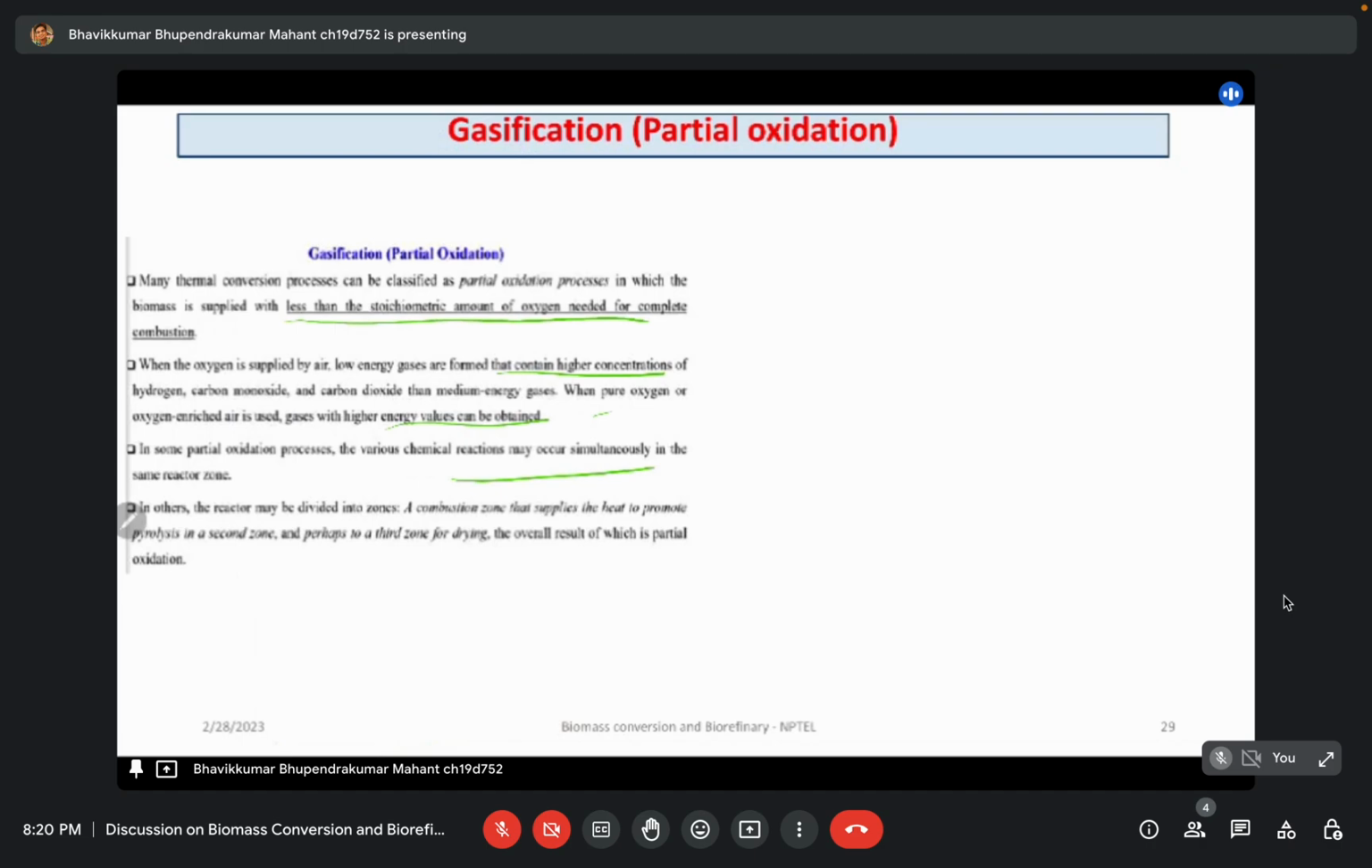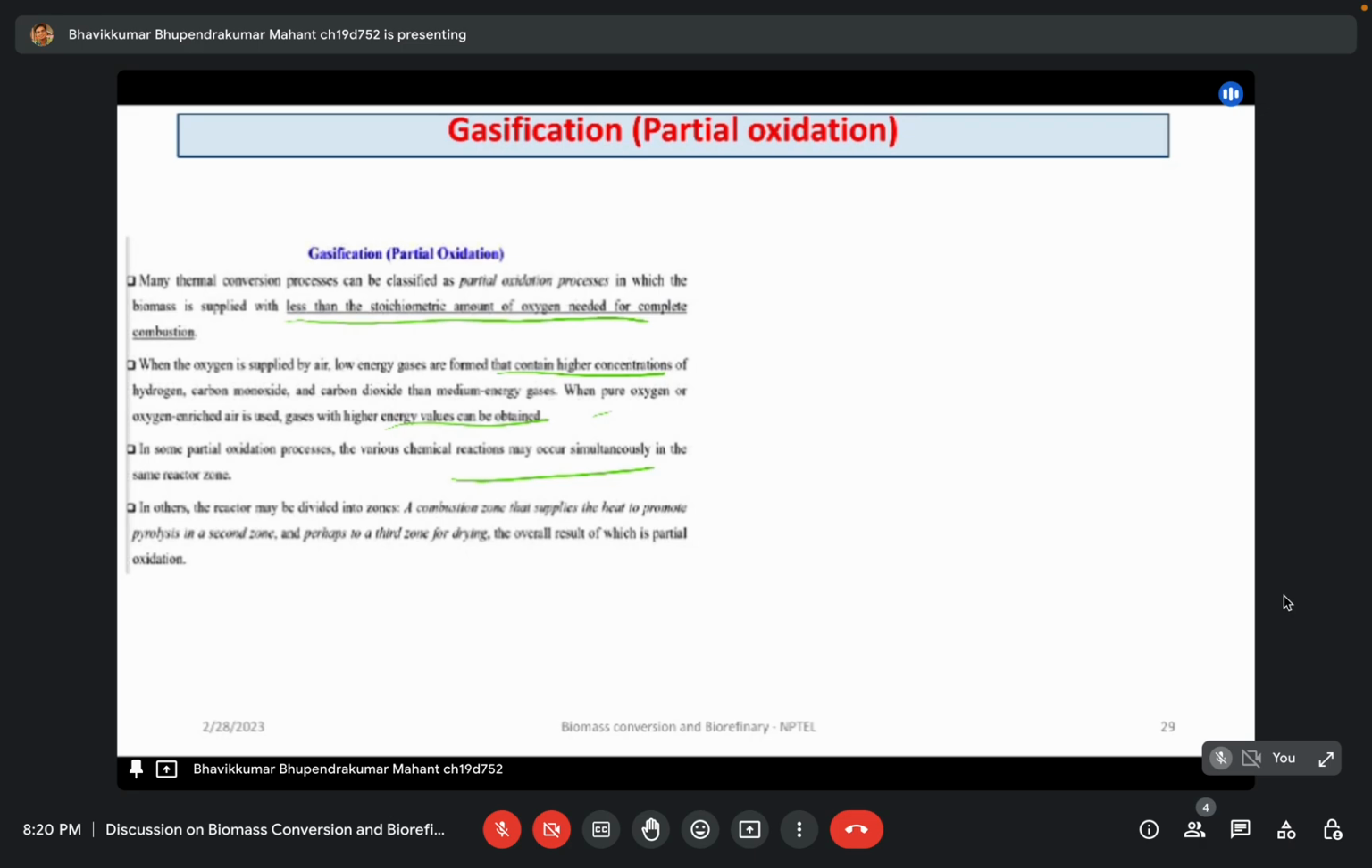In any kind of combustion or partial oxidation gasification, hundreds of reactions occur simultaneously, because there are so many different components in our biomass. They react with each other, with or without a catalyst, and reactions are continuously going on.